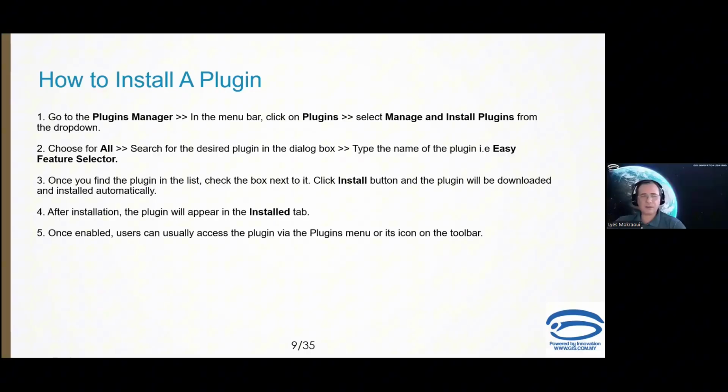Choose All, meaning you are going to search in the whole list of plugins, or you can select something or search in the installed plugins, or in the, how do they call that, beta plugins? How do they call that, Lynn? The plugins which are not ready yet.